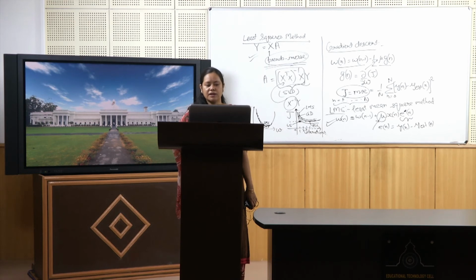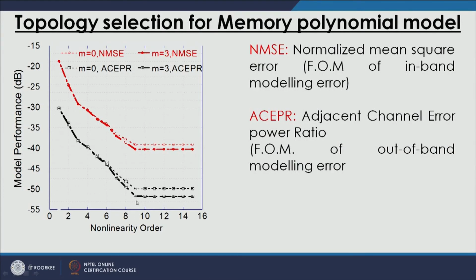So, m equal to 3 and k equal to 9 is giving us good convergence. So, we can choose this value as our model topology: m equal to 3 and k equal to 9. The same trend we can see in terms of MSE also.